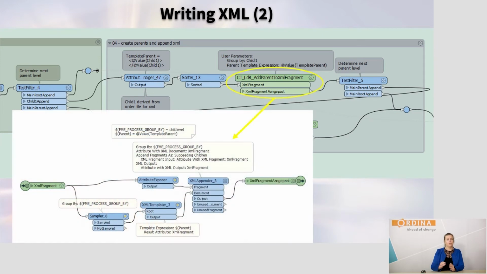We will dive into the add a parent to an XML fragment. And it's basically another parent add and add the fragment to a new root. And then you have an adjusted fragment.